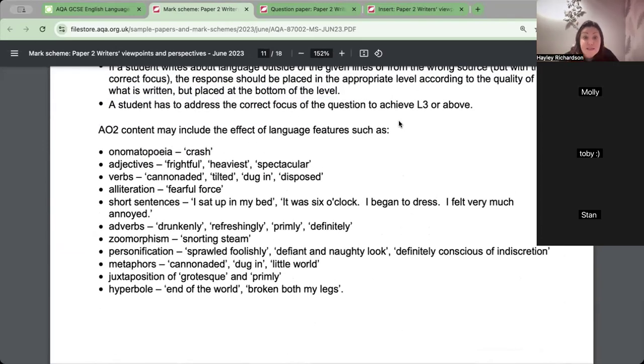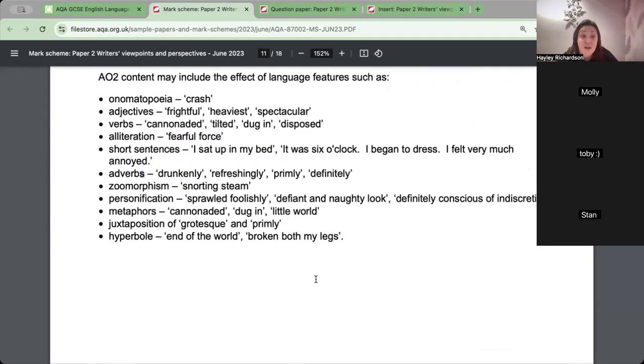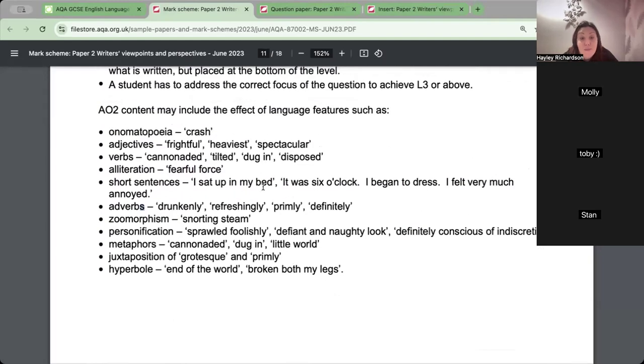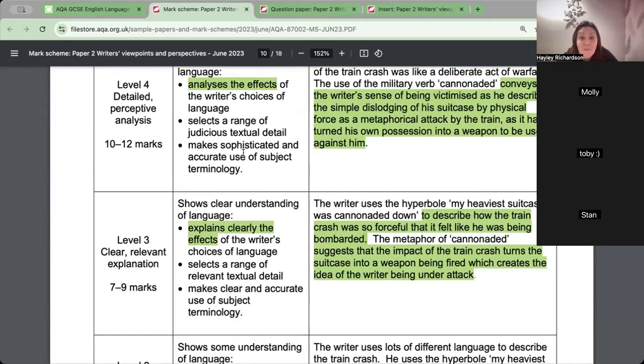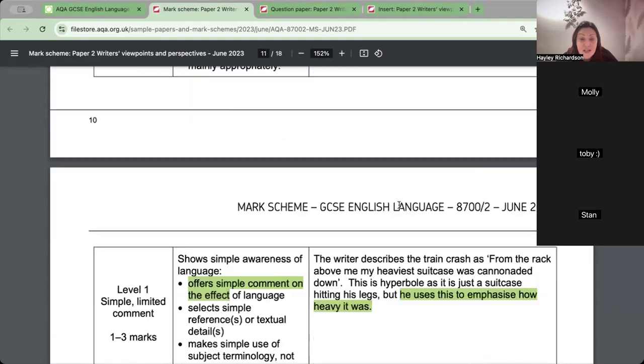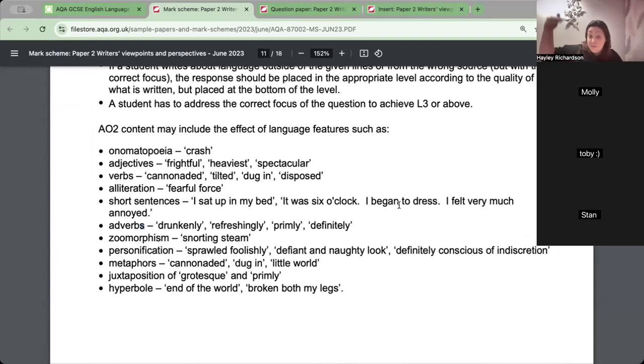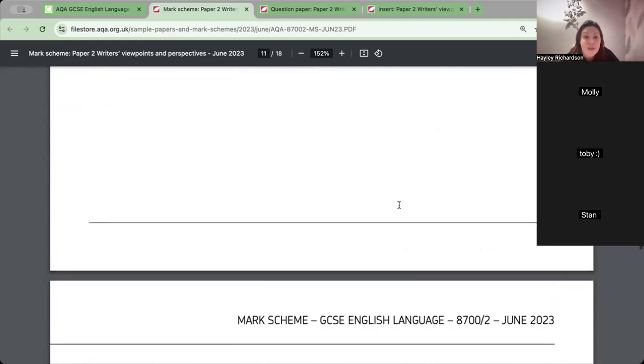Okay, so these are the effective language features: onomatopoeia, adjectives, verbs, alliteration, short sentence. Yeah, see, look, we were talking about this. Adverbs: drunkenly, refreshingly, primly, definitely. Zoomorphisms: snorting steam. Personification, metaphors, juxtaposition, hyperbole. So we know all of these. We've got all of those. And so there are loads of things you could write about. You might not write about hyperbole, and that doesn't mean that you won't get a mark just because that's the example they've used here. You can use any of these examples. That's just showing you the progression of how you would grade that.